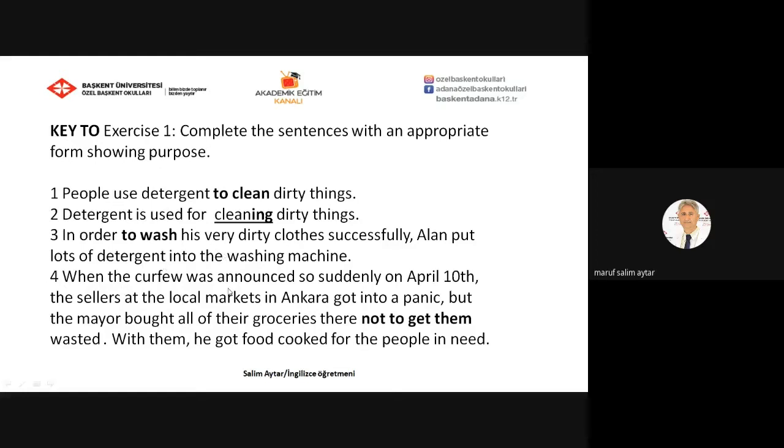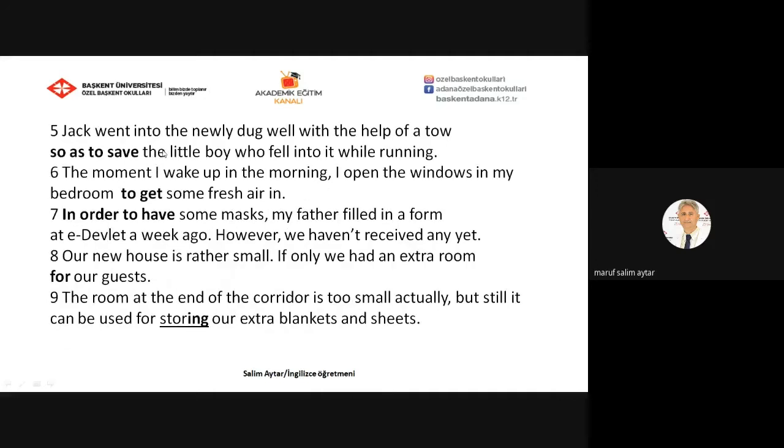When the curfew was announced so suddenly on April the 10th, the sellers at the local markets in Ankara got into a panic, but the mayor bought all of their groceries there, not to get them wasted. With them, he got food cooked for the people in need. Jack went into the newly dug well with the help of a towel so as to save the little boy who fell into it while running.